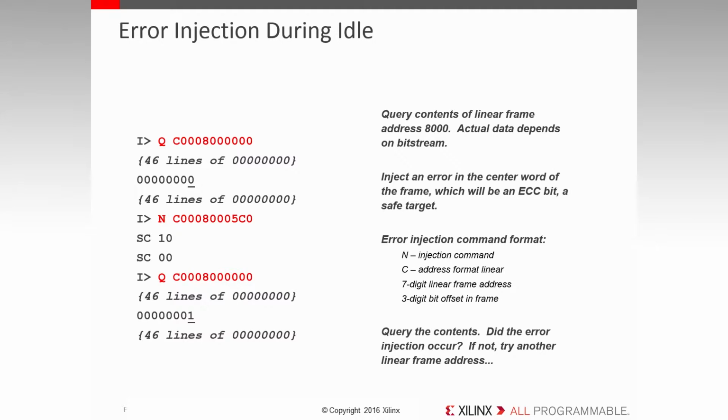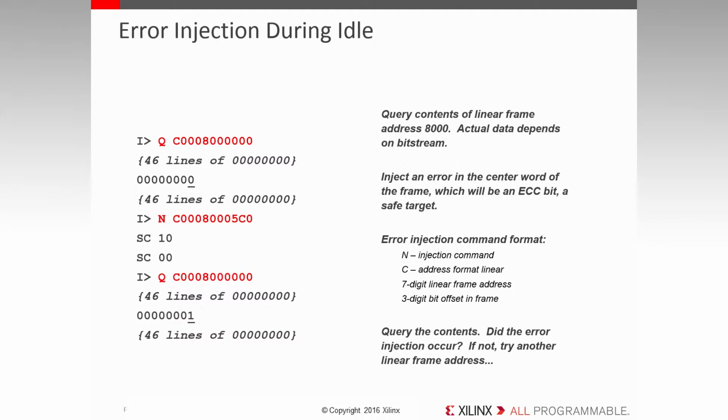The first command shown here is query to look at the data in the configuration RAM at this linear frame address before the error injection. In UltraScale+ devices, a frame is 93 32-bit words, so the query command returns 93 lines of 32-bit words, each word shown as an 8-digit hex value.